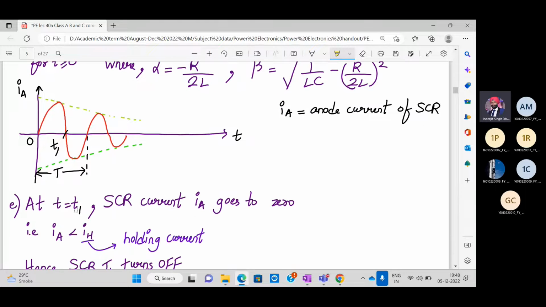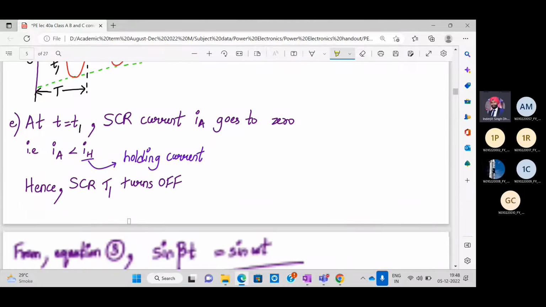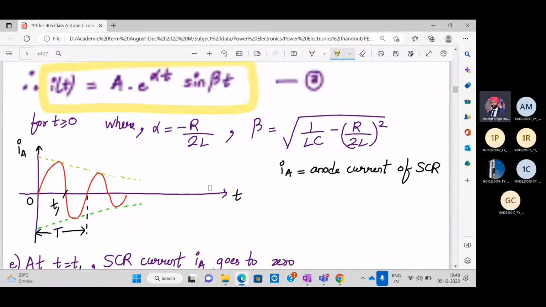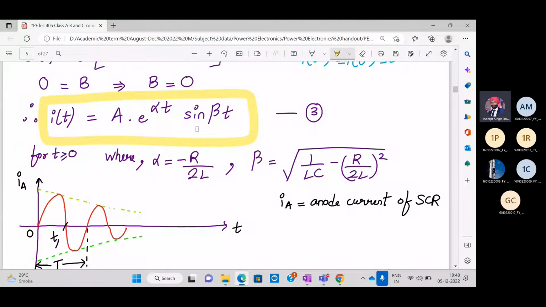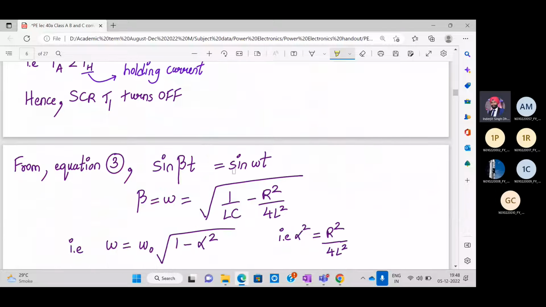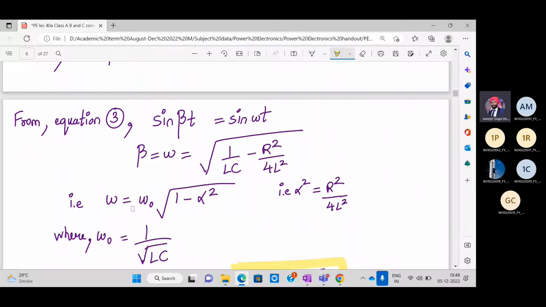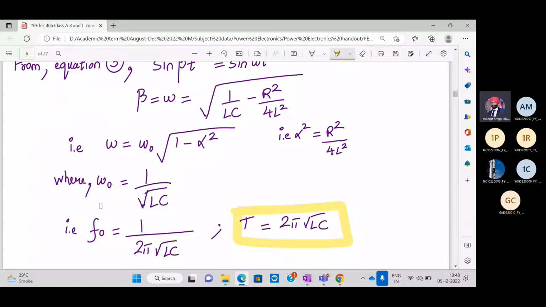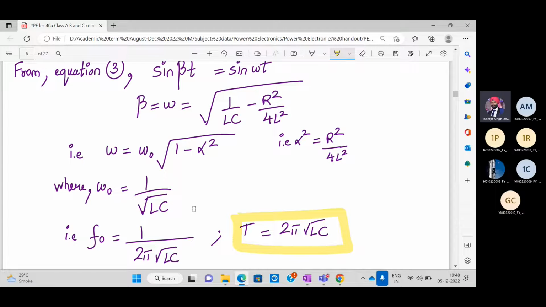So at t equal to t1, SCR current iA goes to 0. That means iA is less than holding current. So SCR turns off. From equation number 3, we can simplify this further. Sine beta t is equal to sine omega t. So let's say beta is equal to omega, and that means it is equal to square root of 1/LC minus R²/4L². So omega is equal to omega naught into square root of 1 minus alpha squared. Well, alpha squared is R²/4L², right? Where omega naught is 1 upon square root of LC.